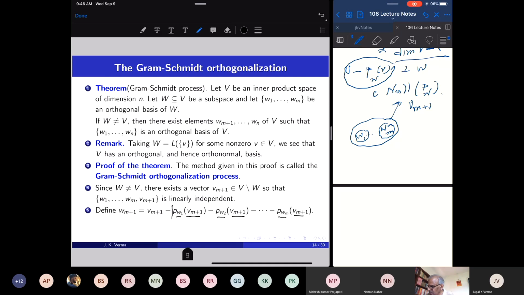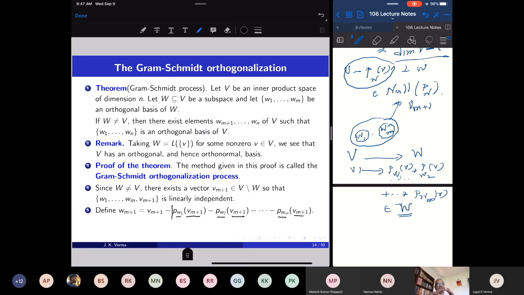Here V is the big space and W is the smaller space. I take a vector and look at its projection in the direction of W1, then the projection in the direction of W2, etc. The projection of V in the direction of W1 is a scalar multiple of W1. The projection of V in the direction of W2 is a scalar multiple of W2, etc. So when I add these vectors, of course, it is a linear combination of W1, W2, up to Wm, and therefore this is a vector inside W.